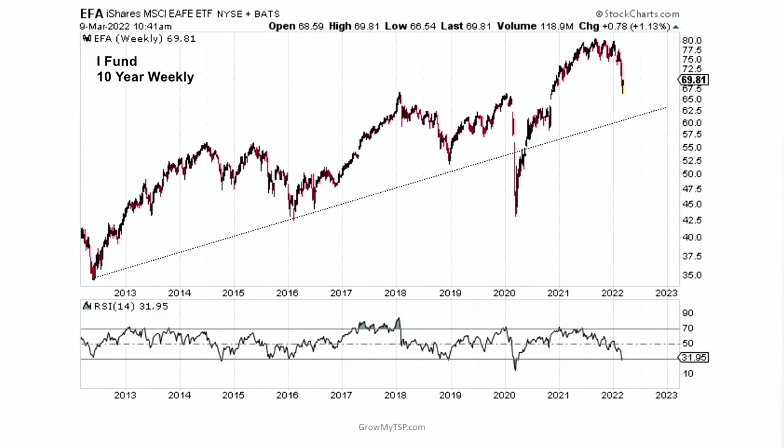I fund, once it broke through that 75 level, we've been talking about that 75 level as really important support for a long time. And then in the last few weeks, it completely lost it.